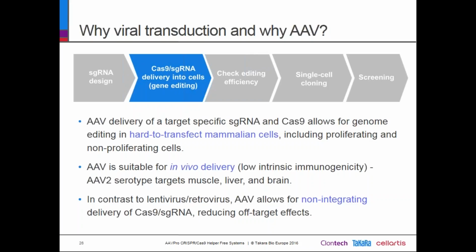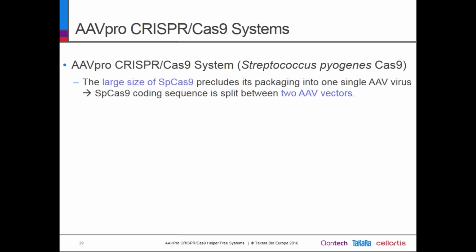Another interesting feature regarding AAV, in contrast to lenti or retrovirus, is that AAV is a non-integrating virus. So this means AAV will just allow for transient expression of Cas9 and the guide RNA, and this is also helping in reducing the off-target effects. Now, the AAV Pro CRISPR-Cas systems we offer: we have two different systems.